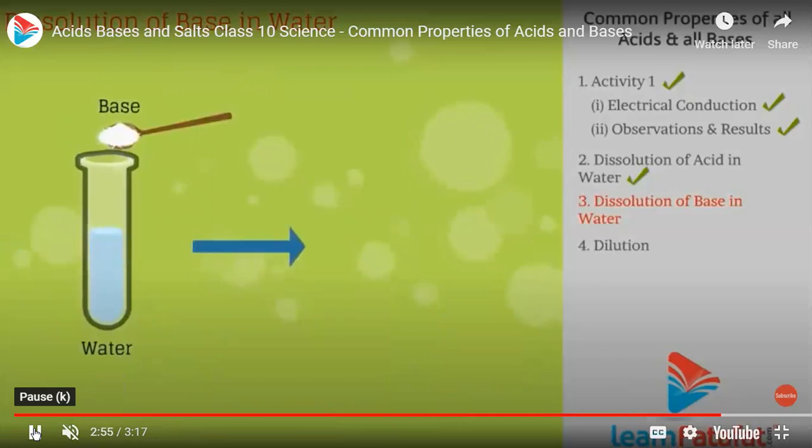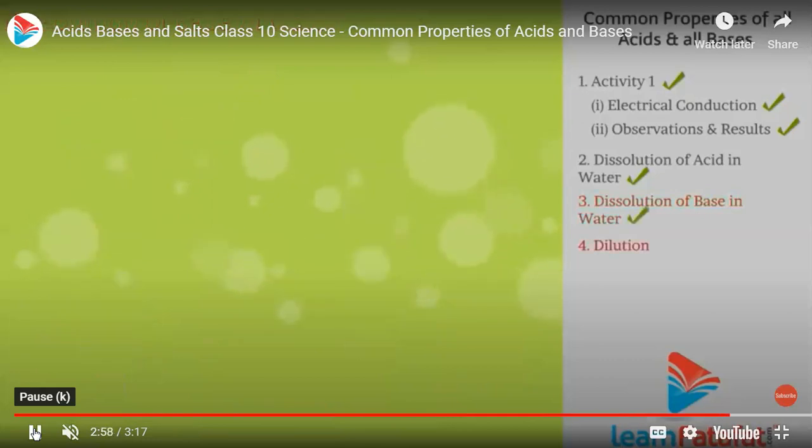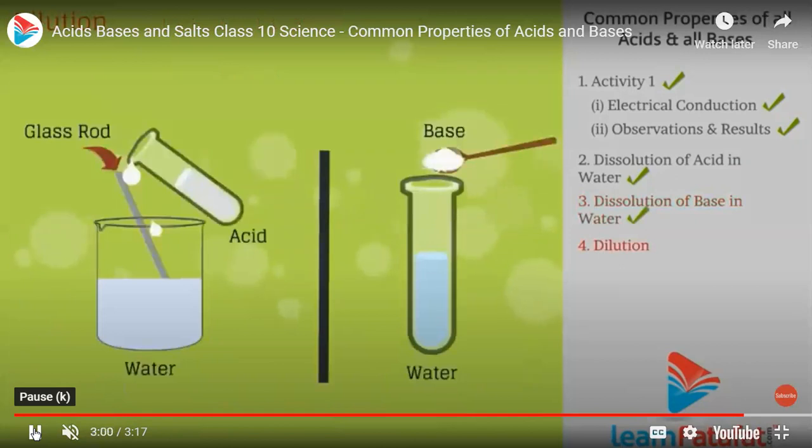Now the last thing we are going to do is dilution. I have already told you, dilution basically means that we are reducing the concentration of a particular ion by adding water. So now you can see I've taken water and acid, I've taken water and base. In both cases, whenever we do the dilution of acid or base, suppose your teacher asks you to prepare a dilute sulfuric acid from concentrated sulfuric acid.